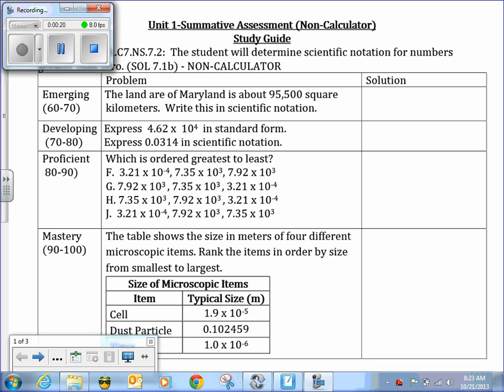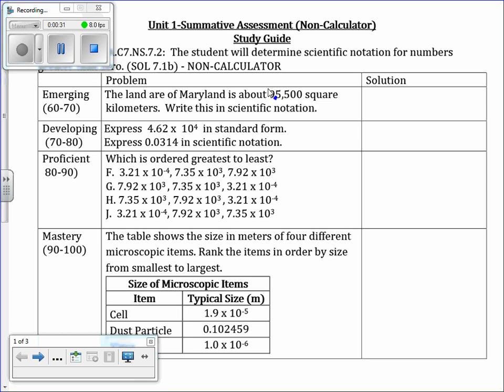It says the land of Maryland is about 95,500 square kilometers. Write this in scientific notation. And remember, I want to move my decimal between the first two numbers. So it's going to be 9.55, I don't need to include the zeros, times 10 to the 4th. Okay, I had to move that decimal 4 times.